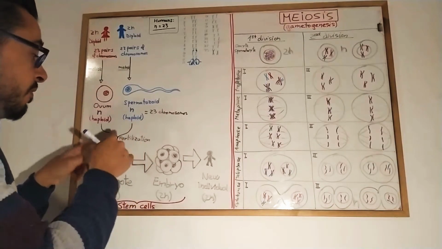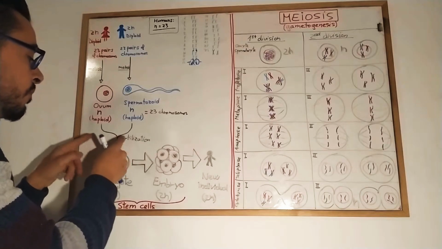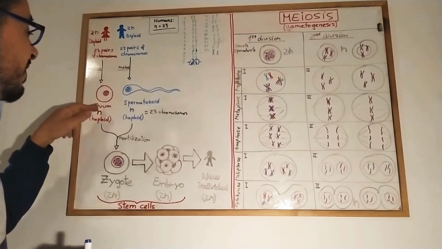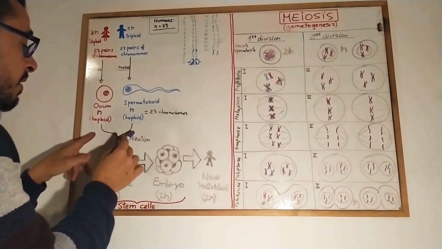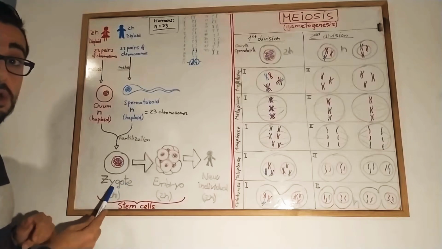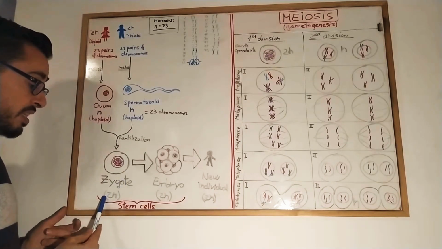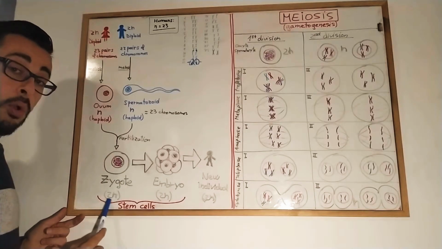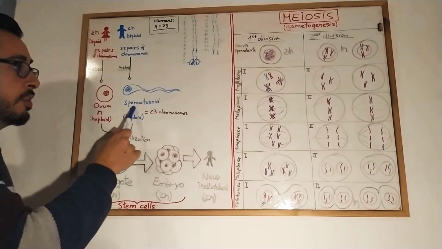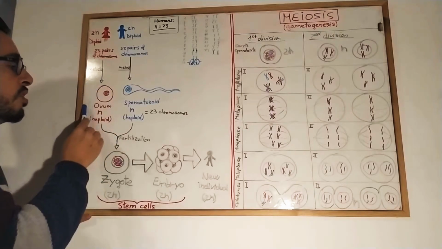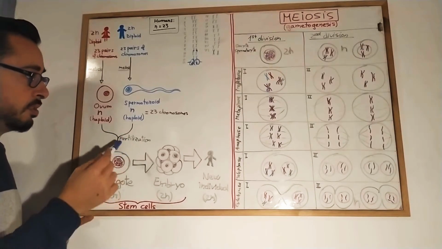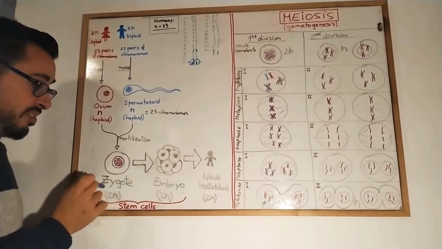After this, fertilization occurs, and when the spermatozoon fertilizes the ovum, it will form a zygote. The zygote is a cell which is diploid, 2n, because it has 23 chromosomes from the spermatozoon and 23 chromosomes from the ovum. 46, or 23 pairs.